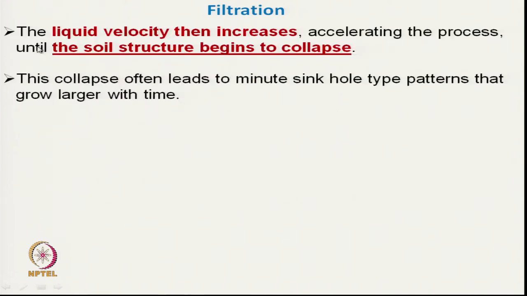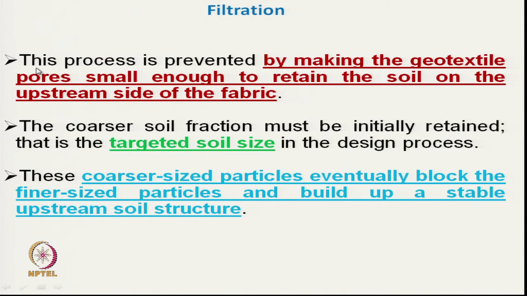As the liquid velocity increases, it accelerates the collapsing of the soil structure. So, we have to take into consideration the characteristics of the flow. This piping process is prevented by making the geotextile pores small enough to retain the soil. Piping takes place mainly in harsh conditions. In that case, as we have mentioned, we should design the geotextile with a lower pore size. The coarser soil fraction must be initially retained, and that is the targeted soil size in the design process.